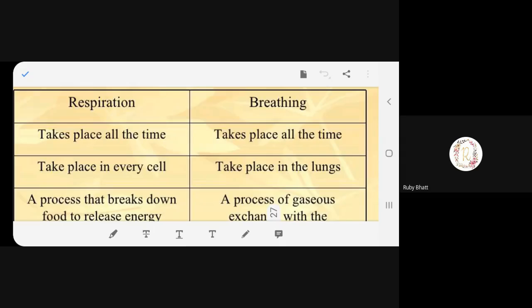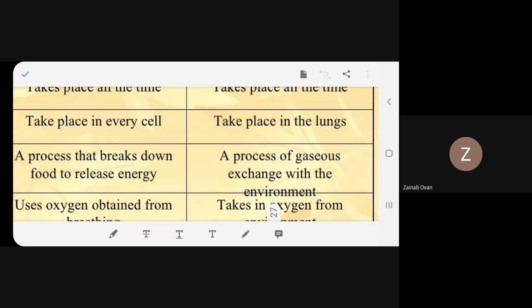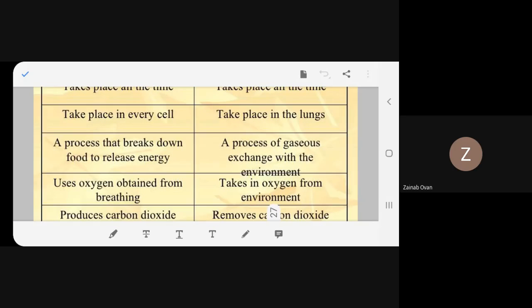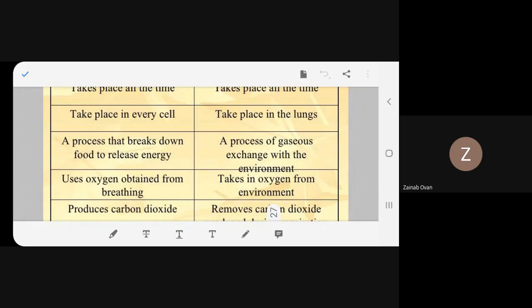So, respiration. Read, beta. Respiration takes place all the time. Breathing takes place all the time. So both are the same, right? Respiration takes place in every cell. Breathing takes place in the lungs. So do you get the difference? What is happening in the lungs is breathing. And in every cell, we are getting energy from every cell, that is called respiration. You understood now? All of you?